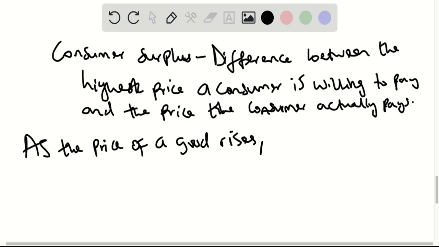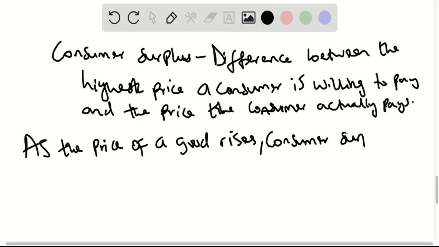So that's how much the good costs. So let's say the price of the good increases to $6, you pay $6. So the consumer surplus will now be 10 minus 6, and that's 4. So you can say that as the price of the good increases, the consumer surplus will then decrease.